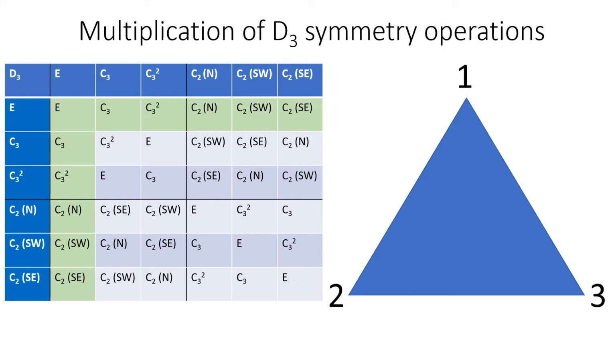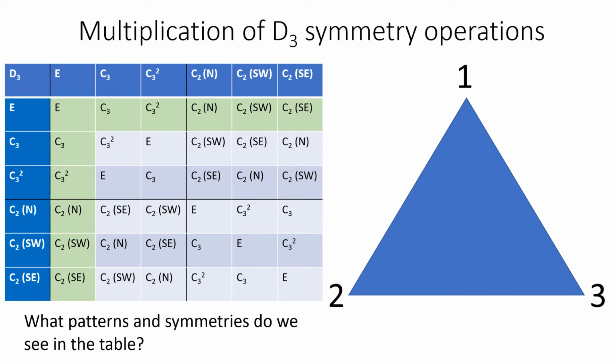Then looking at the bottom left and the top right quarters, these all involve a C2 operation and a C3, and we can see that the product of these is a C2 operation. And we're just asked here to look at patterns and symmetries in the table. Quite interesting in the top left-hand quarter, and we'll return to this, that just looking at the threefold rotations and the identity, all the elements in that little box are themselves threefold rotations or the identity, and we'll look at the significance of that in the next slide.